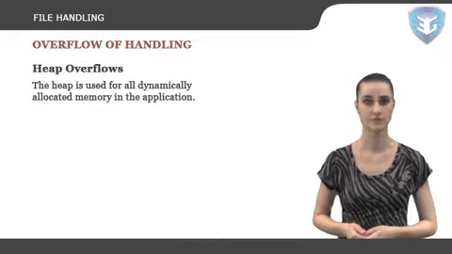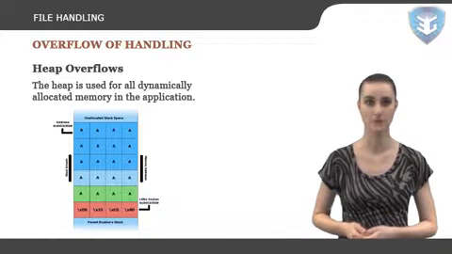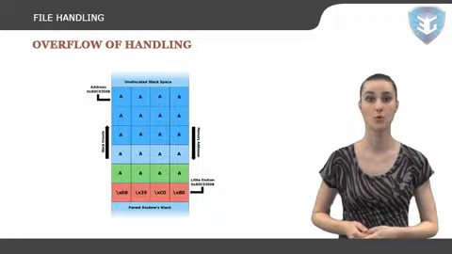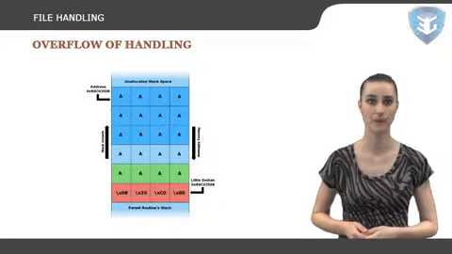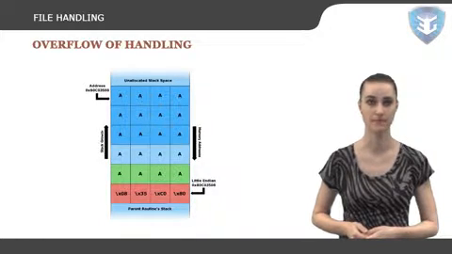Heap overflows. The heap is used for all dynamically allocated memory in the application. When one uses malloc, the C operator or equivalent functions, to allocate a block of memory or instantiate an object, the memory that backs those pointers is allocated on the heap.